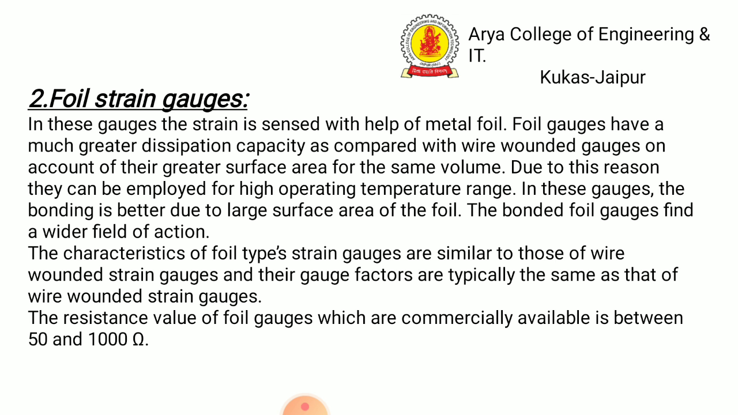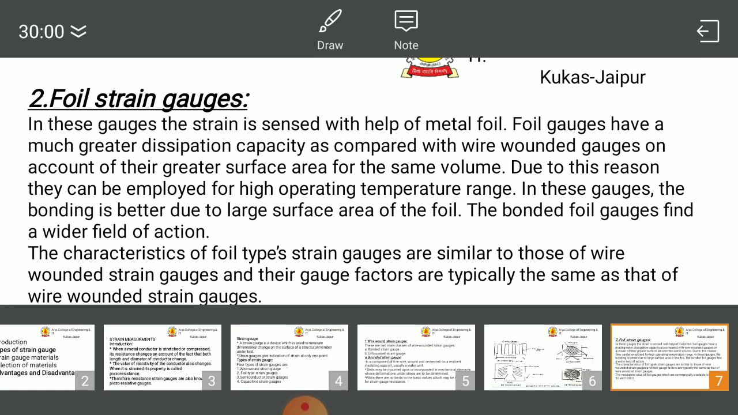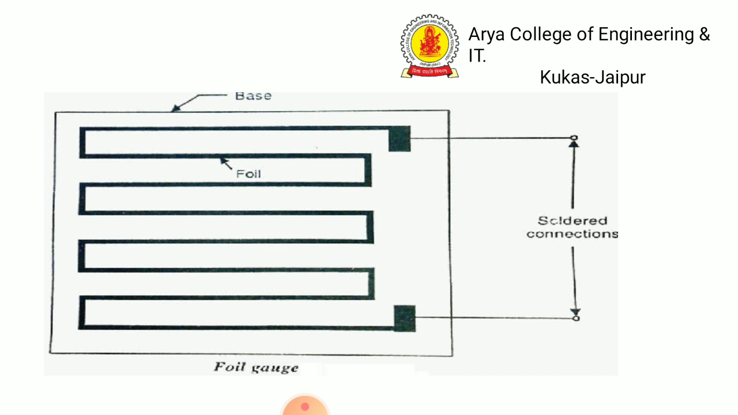The characteristics of foil type strain gauges are similar to those of bonded wire gauges, and their gauge factors are typically the same as that of wire bonded strain gauges. The resistance values of foil gauges which are commercially available are 50 to 1000 ohms. Now, these are the foil gauges in a very simple construction.